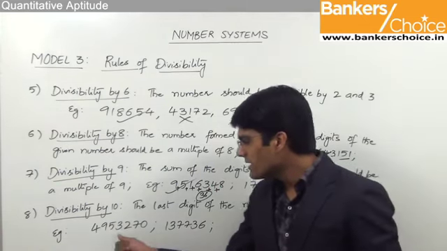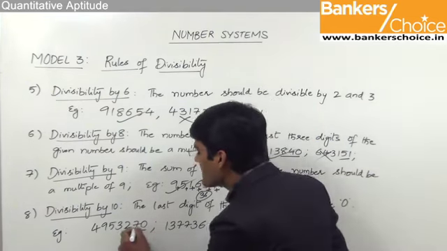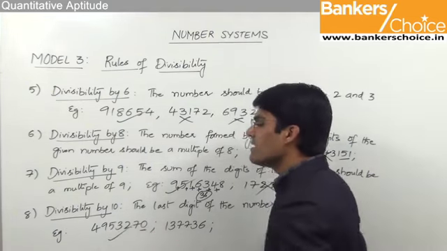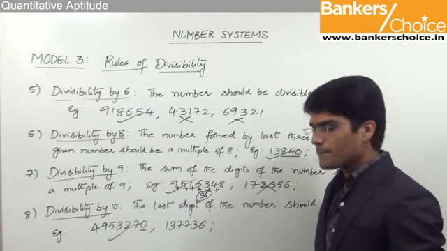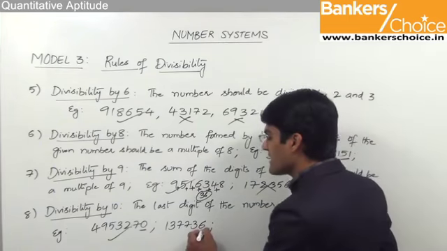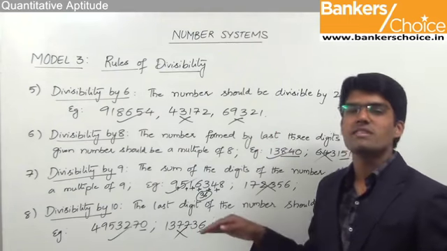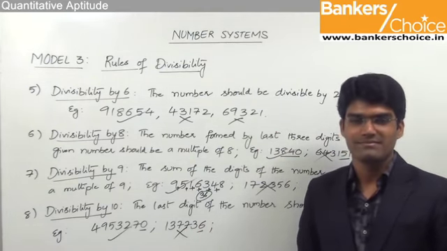If we take some examples here, this number, 4953270, we find that the last digit is 0. Hence, directly we can say this number is divisible by 10. But if you look at the number 137736, the last digit is 6. And hence, this number is not divisible by 10. So that's how we check the divisibility for 10.